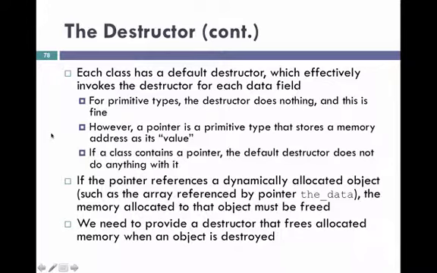A pointer is a primitive type that stores a memory address as its value, and if a class contains a pointer, the default destructor doesn't do anything with it. So if the pointer references a dynamically allocated object, just like the array referenced by the pointer data, the memory allocated to that object needs to be freed. So we need to provide a destructor that frees allocated memory when an object is destroyed.